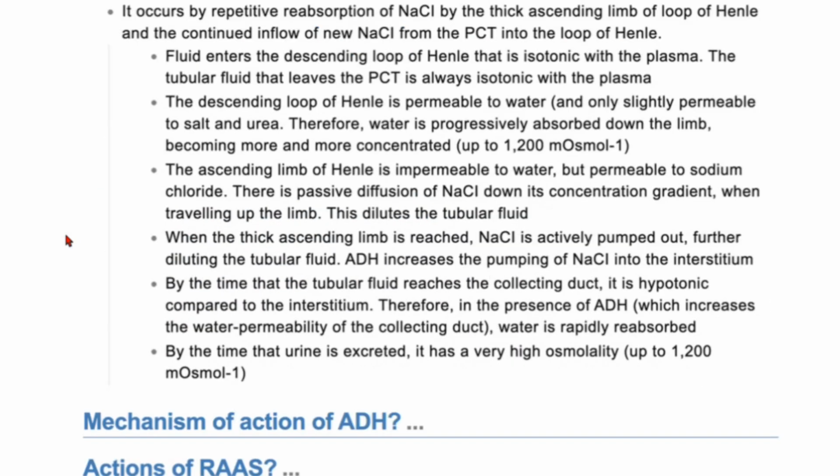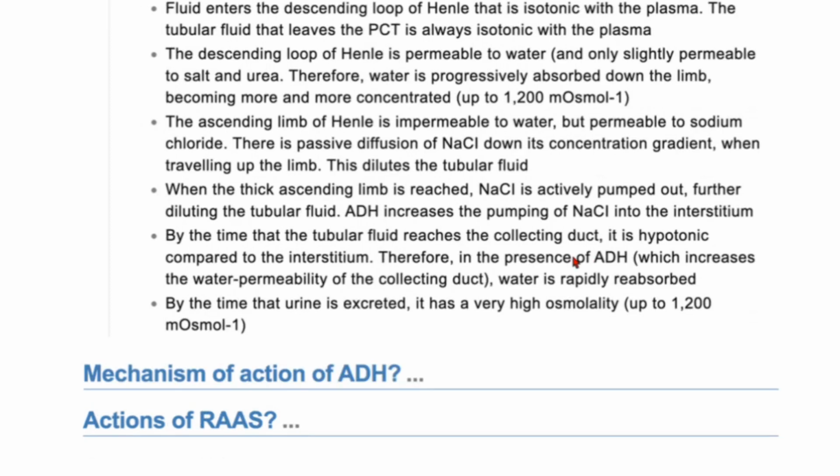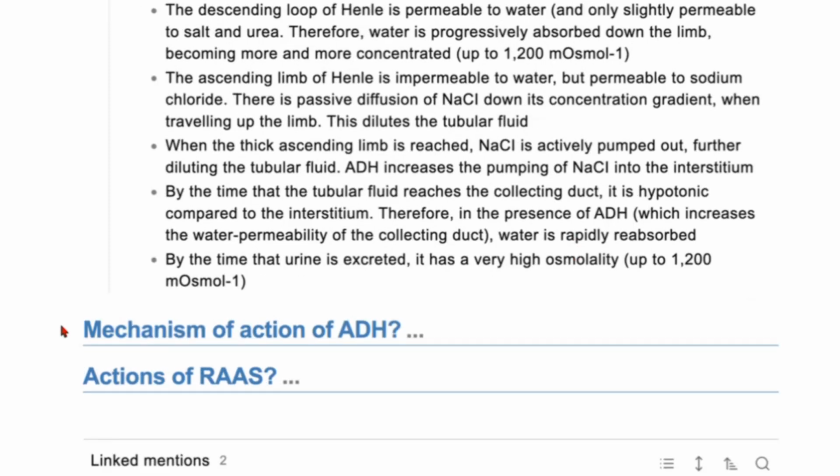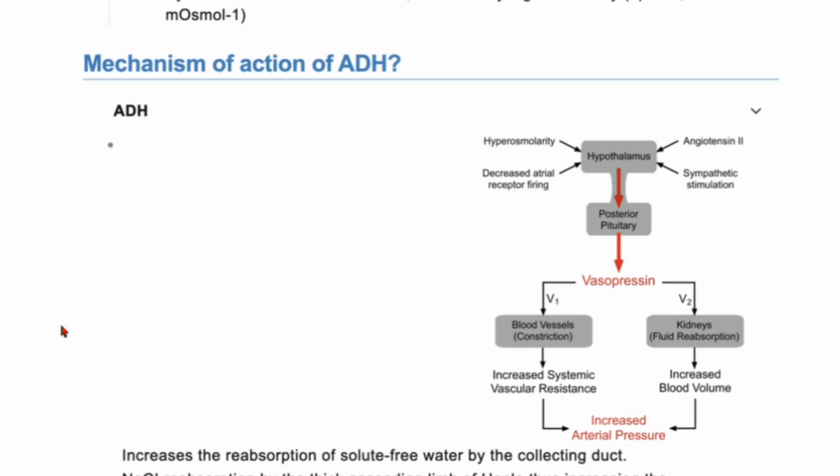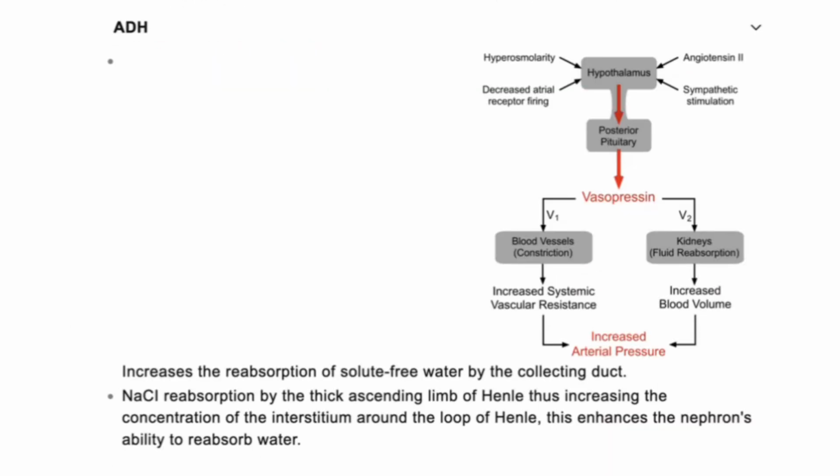So the mechanism of action of ADH is based upon the V1 and V2 receptor. The V1 receptor would cause vasoconstriction and therefore increase systemic vascular resistance. And the V2 receptor is for water reabsorption in the renal, predominantly the collecting duct and also the distal convoluted tubule, by the increased secretion of aquaporin 2. It's stored in the hypothalamus and secreted from the posterior pituitary gland in response to hypovolemia.